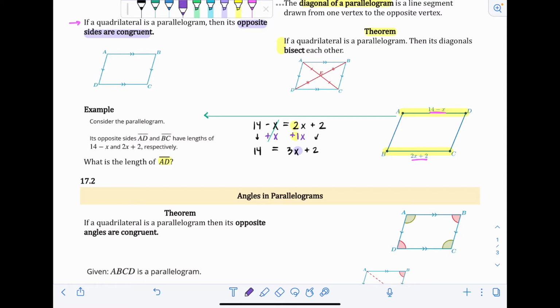If we look at what is being done to it, there's a 3 being multiplied by it and a 2 being added to it. Usually we undo addition or subtraction first most of the time. So I'm going to undo that plus 2 by subtracting 2 from both sides. And then 14 minus 2 is 12. Bring down the equal sign and the 3x.